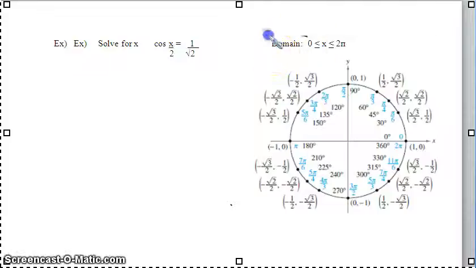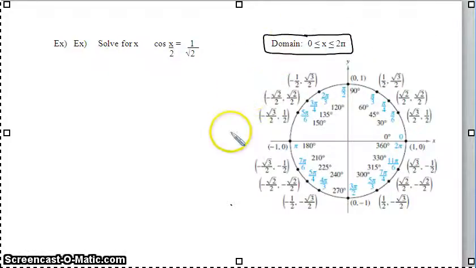Now what's going to be different about this problem is that they're giving us a domain. So in most of our problems we'd come up with our angle and we would say plus n 2 pi or plus n times 360, because they didn't give us a domain. They wanted us to find all solutions. Well, here it asks us to give a domain between 0 and 2 pi. So x values are between 0 and 2 pi. So that means one time around the unit circle, which means I don't have to put that plus n 360 or plus n 2 pi.